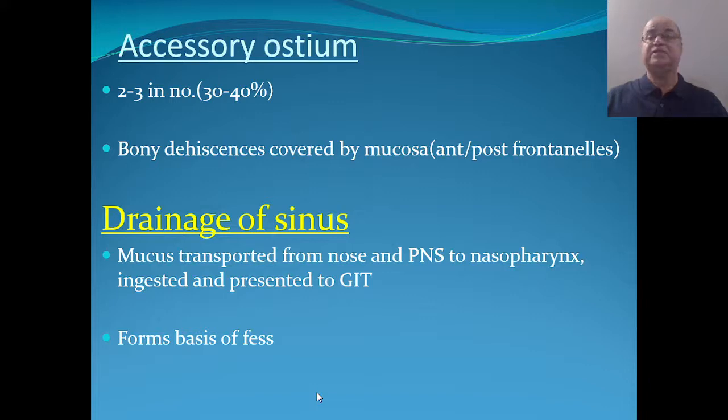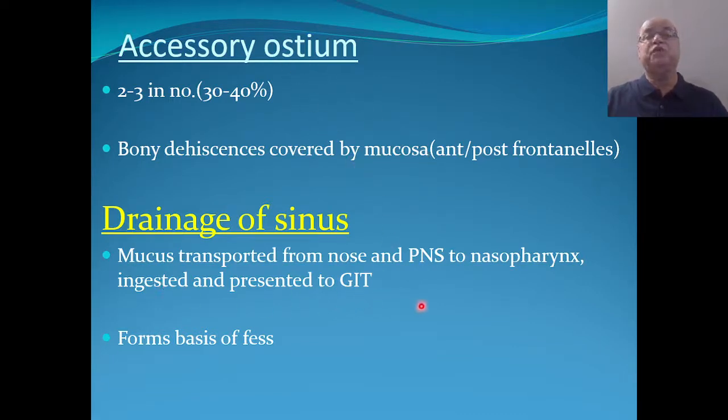There can be accessory ostium. In addition to the natural ostium, there can be 2 to 3 accessory ostia in almost 30 to 40% of people. Bony dehiscence is covered by the mucosa, and we call these the anterior and posterior fontanelles according to the position of these accessory ostia.